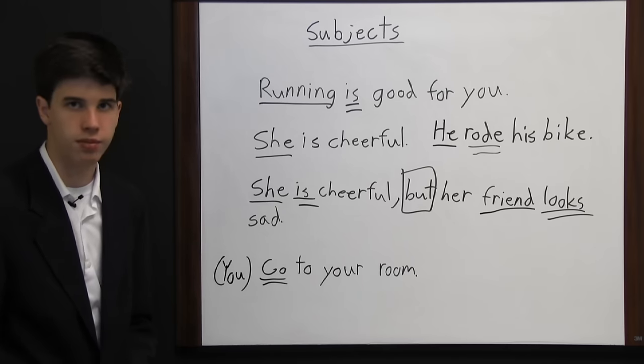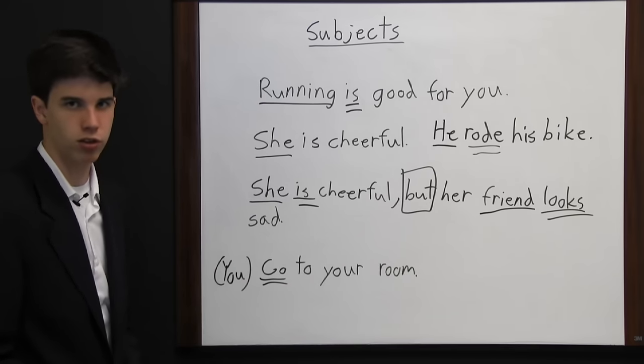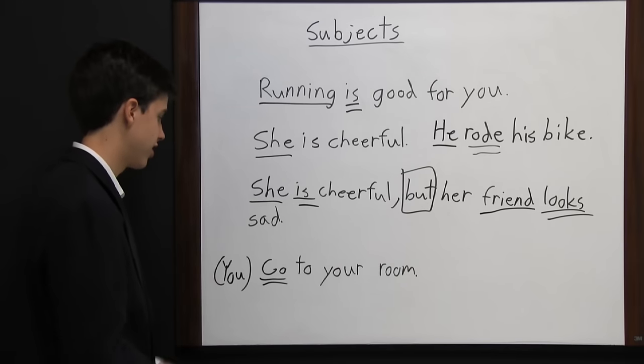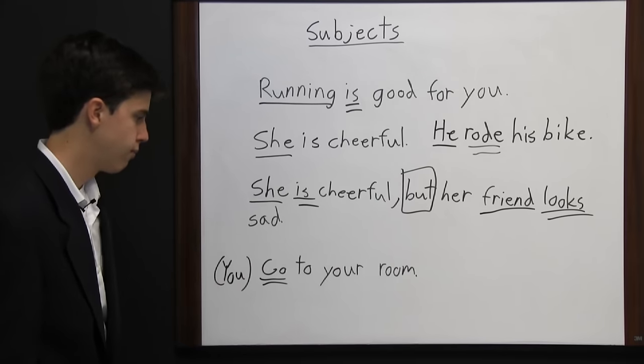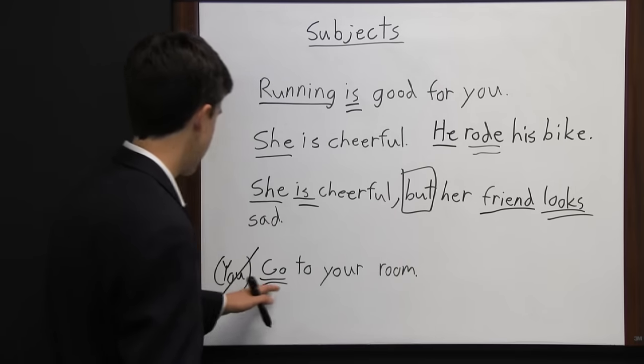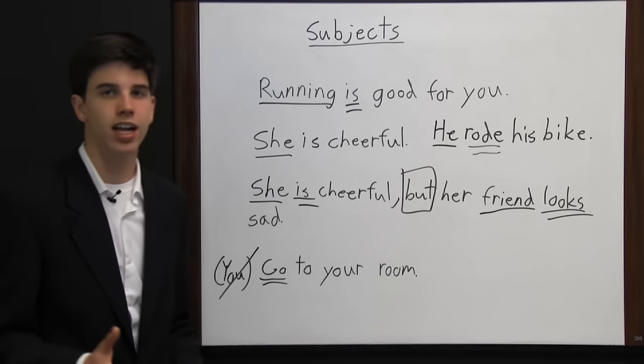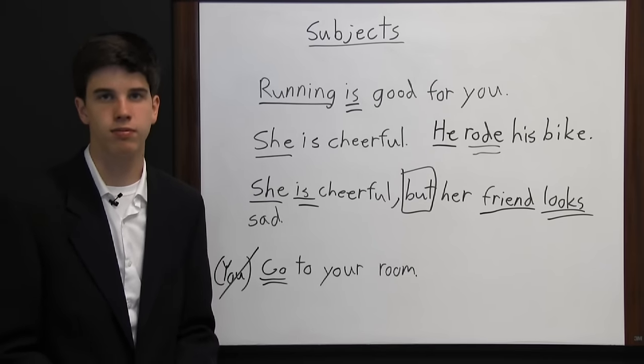Basically, it's understood that you is the subject of this sentence, so it doesn't even need to be included. So we could actually read the sentence as, you go to your room. But we don't always speak like that. Sometimes we leave the you out of the sentence, so we just have a verb. But nevertheless, there still is a subject. It's just not included in the sentence.